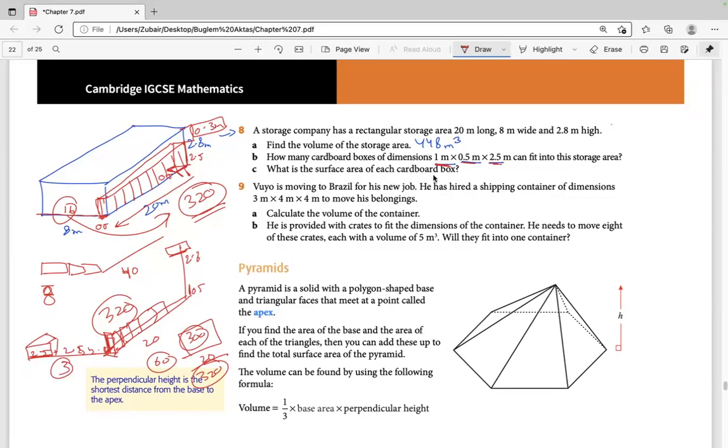What is the surface area of each cardboard box? So simply plug in the formula. 2 into 1 into 0.5 plus 0.5 into 2.5 plus 1 into 2.5.